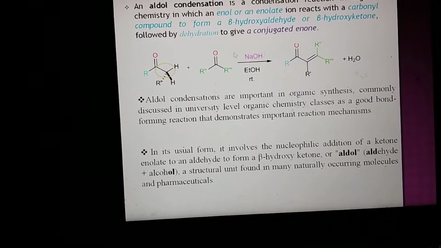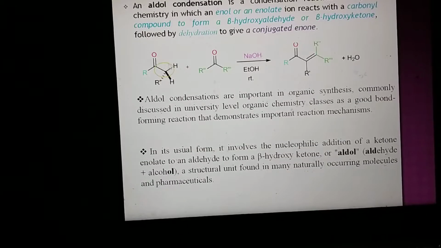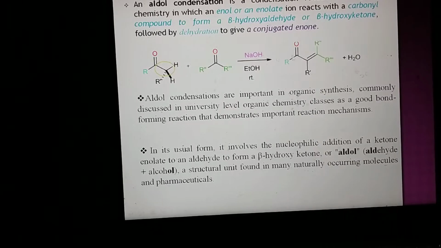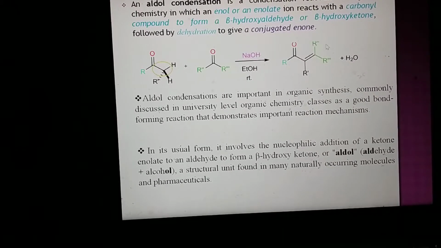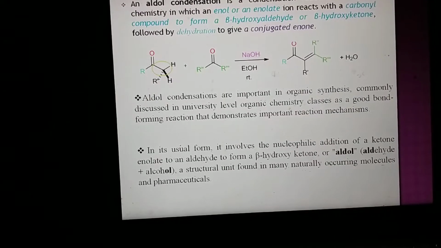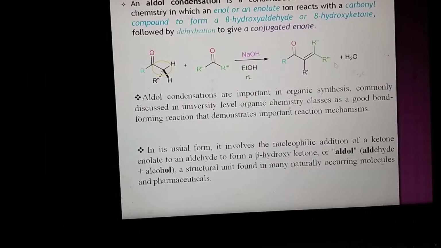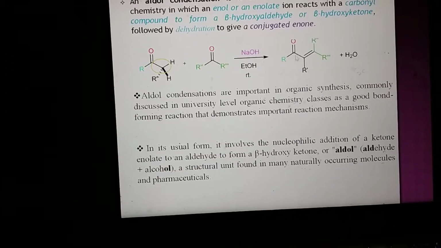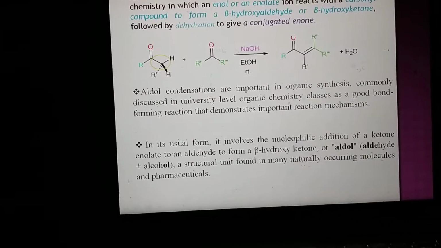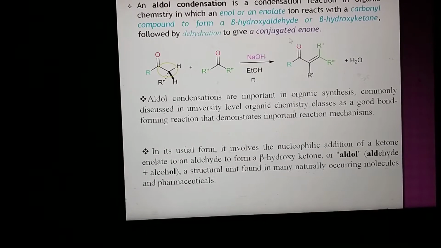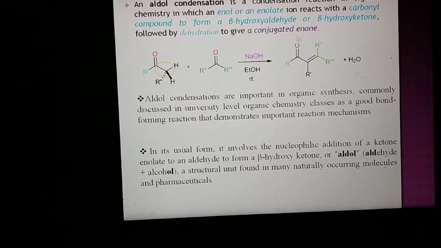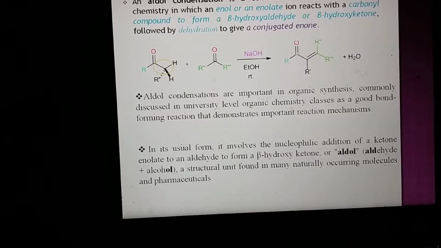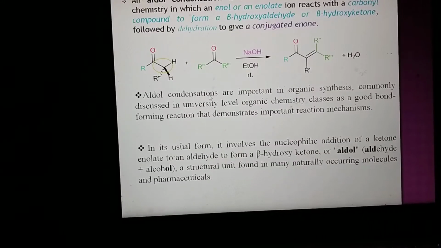First of all, OH minus abstracts hydrogen, so this carbon acts as a nucleophile which attacks this carbonyl. After dehydration, your desired product will form. Since in this a water molecule is released, this is called the dehydration step. So two steps are involved: one is enolate ion formation, second is dehydration. In this desired product, the main fragment or scaffold moiety is an enone, or you can say an alpha beta unsaturated ketone.